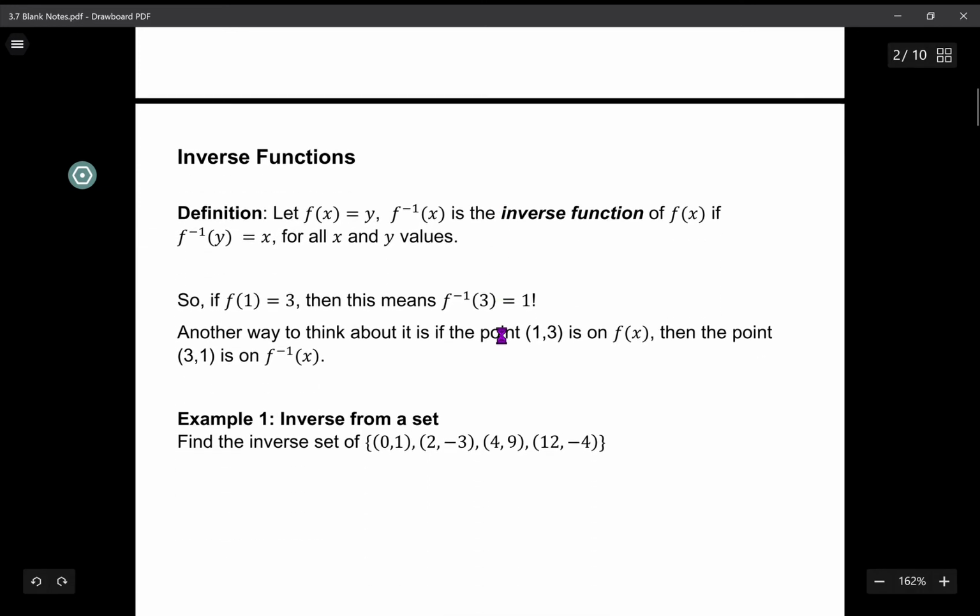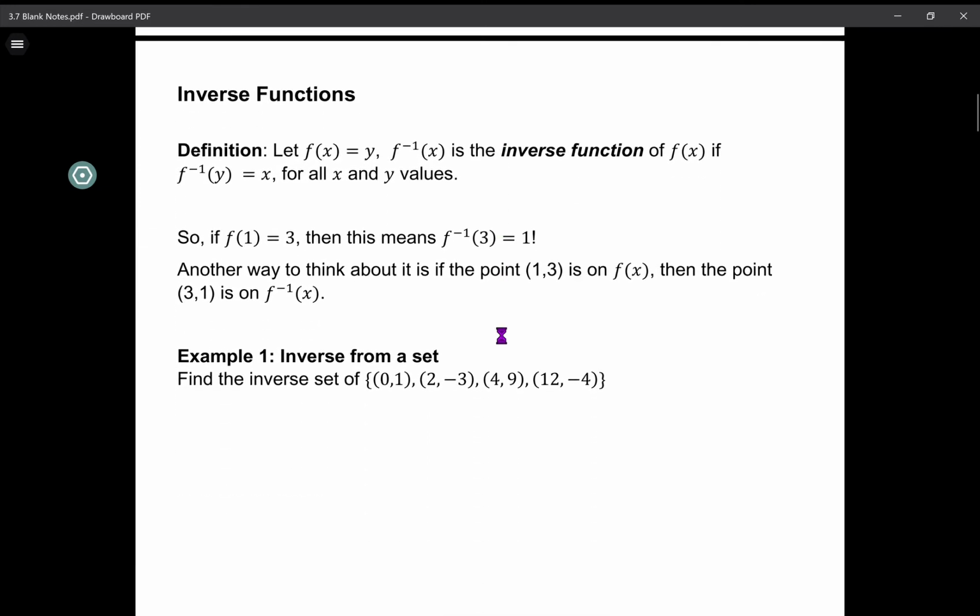All right, what is an inverse function? Well, if f of x equals y, f inverse of x is the inverse function of f of x if for all y, f inverse of y is x. That's a pretty weighty definition, so we're going to do a lot of practice problems. One thing I just want to note is this notation right here with the little -1, that's read f inverse of x.